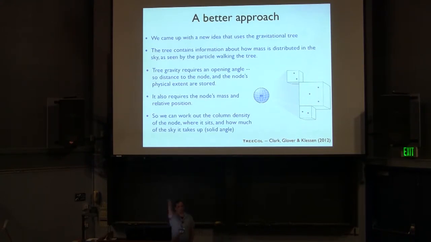The tree also knows whereabouts it is, so you know the position vector of that particular tree node. You know how big it is, because you want to check, do I have to open the node or not when you're doing the tree walk. So it has lots of useful information. It has all the information you need to create a column density map of the sky.